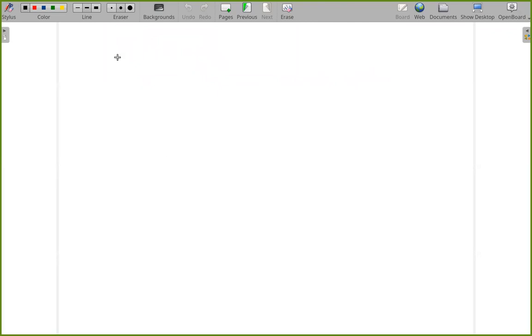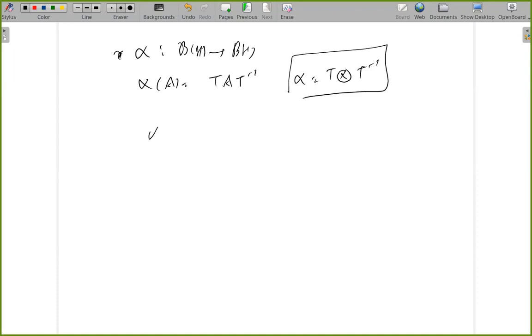So now consider this map. So what's a good notation? Let me call it alpha. Okay. So alpha, I will define as a map from B of H to B of H, alpha of A is equal to T A T inverse. In other words, alpha is equal to T tensor T inverse. That is the map. And this is just a notation.